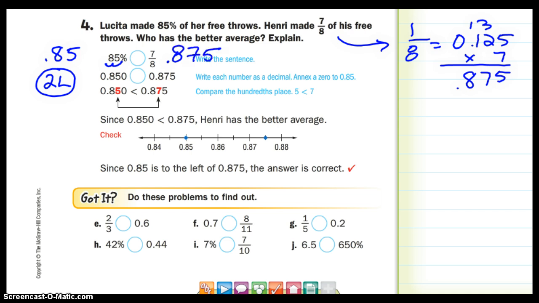So I know that 7/8 is 0.875. Now there are 3 digits here and 2 here, so I need to equalize again. And I'm comparing 850 to 875. 85% is less than 7/8. Get it? Got it? Go.